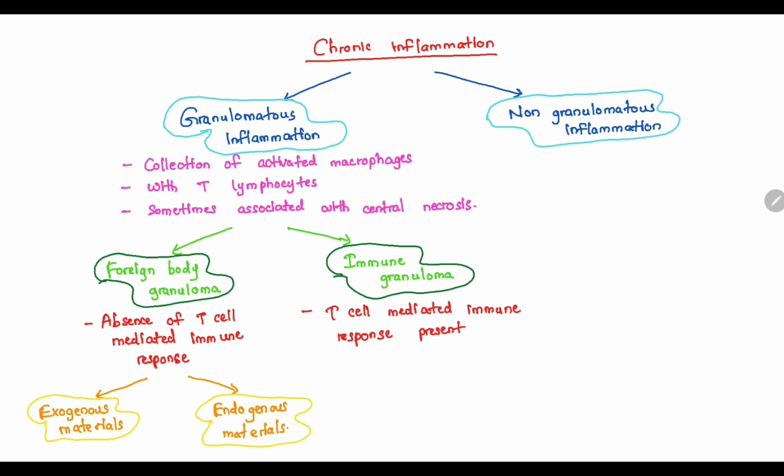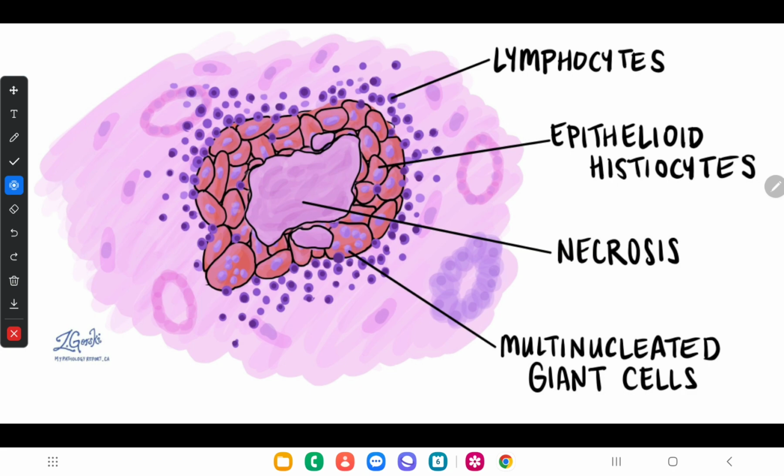There are some specific features of epithelioid histiocytes. They are usually elongated cells. They have pale eosinophilic granular cytoplasm as well as a central ovoid nucleus. Multinucleated giant cells again can be divided into three types: Langerhans giant cells, foreign body giant cells, and Touton giant cells.